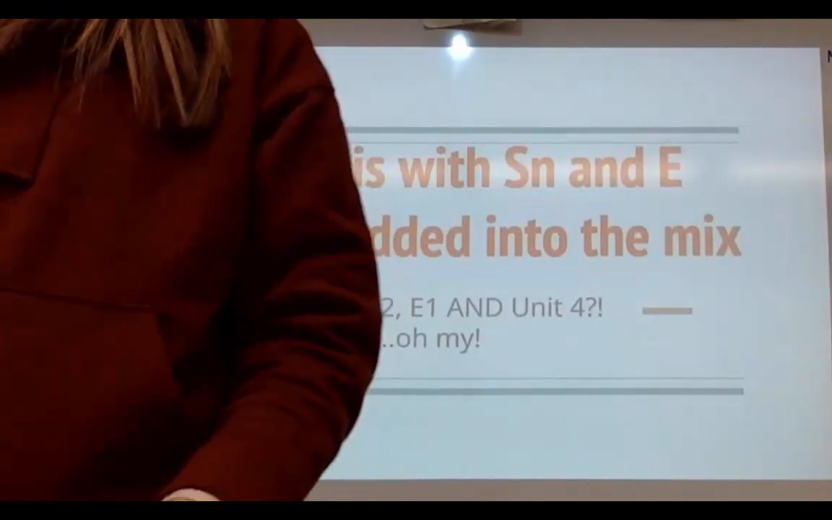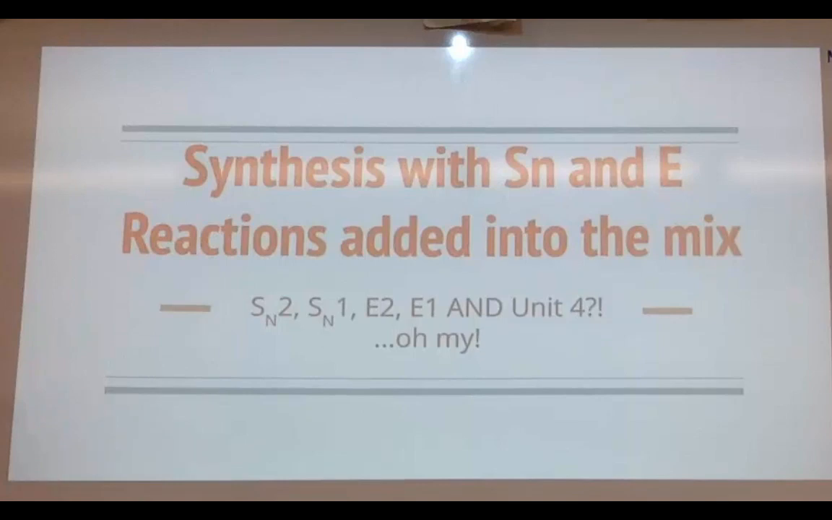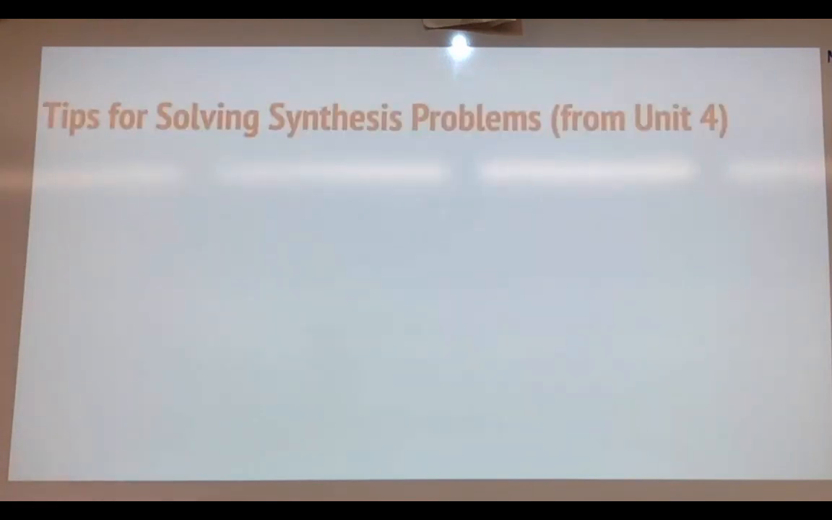So the synthesis that we're looking at today is adding SN2, SN1, E2, and E1 to all of the Unit 4 reactions that we did with alkenes and alkynes. This is what organic chemistry gets to as you really dive into college organic, where you're continuing to build off of all of the different reactions that you've seen.